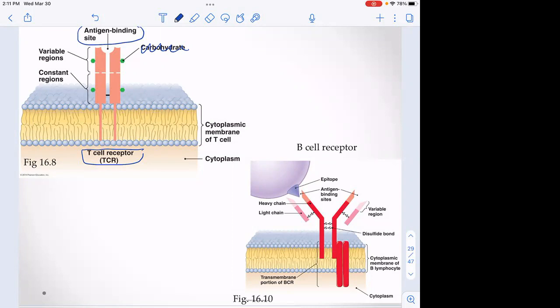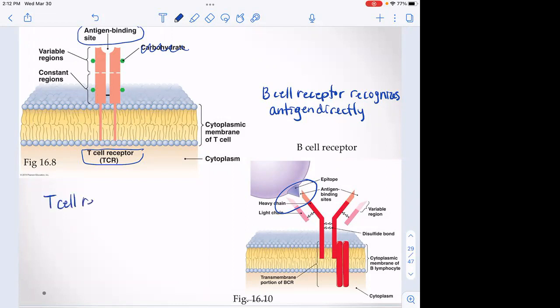One major difference between a T cell receptor and a B cell receptor. A B cell receptor, remember, recognizes antigen directly, or epitopes of antigens. Okay, you can see that right here. It's binding right to that epitope. T cell receptors can't do that. Okay, T cell receptors, they're a little bit more particular.